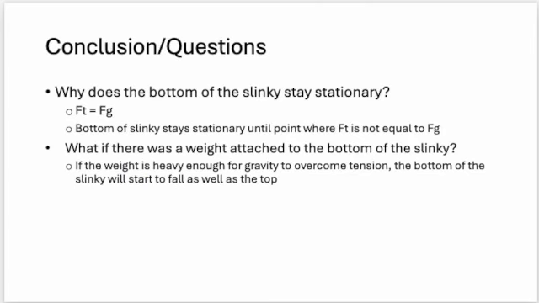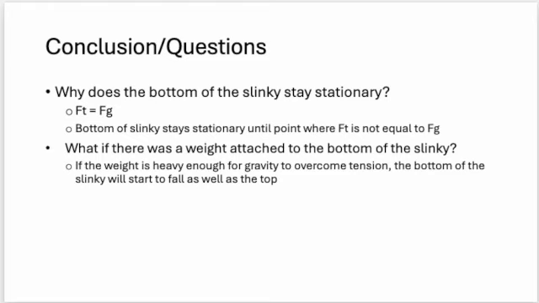So why does the bottom of the slinky stay stationary? It stays stationary because the force of tension is equal to the force of gravity until the top of the slinky meets the bottom of the slinky. Then, once they meet, tension disappears, or reaches 0, and gravity overcomes the new upward force of drag, which causes the slinky to fall down.